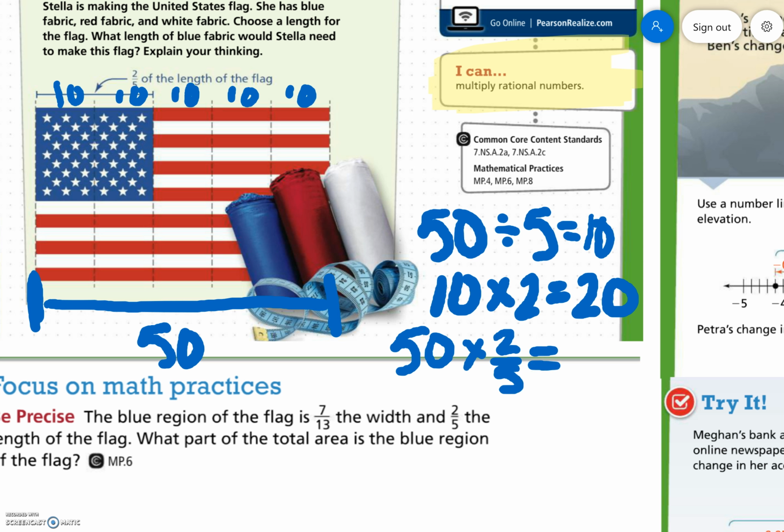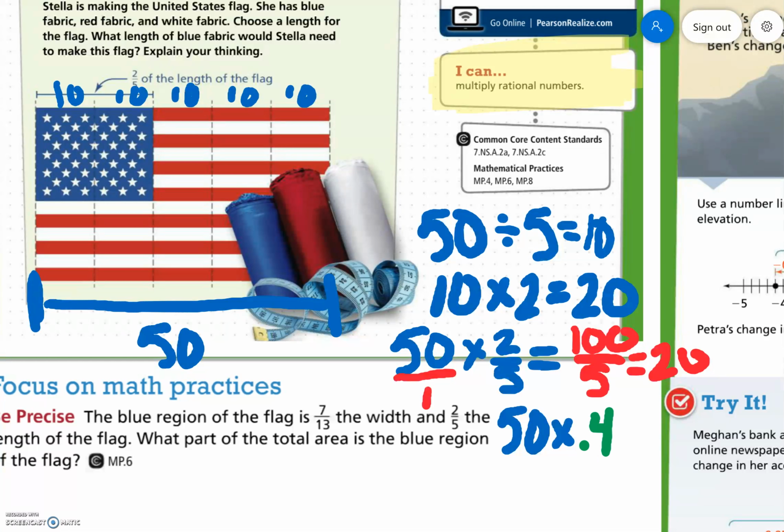in the first place. So we can either turn the 50 into a fraction by putting it over 1 and multiplying the tops. 50 times 2 is 100. 1 times 5 is 5. 100 divided by 5 is 20. We get the same answer. Or we can turn that 2/5 into a decimal and do 50 times 0.4. Plug that into our calculator, and we will also get 20. So there are multiple different options for that.